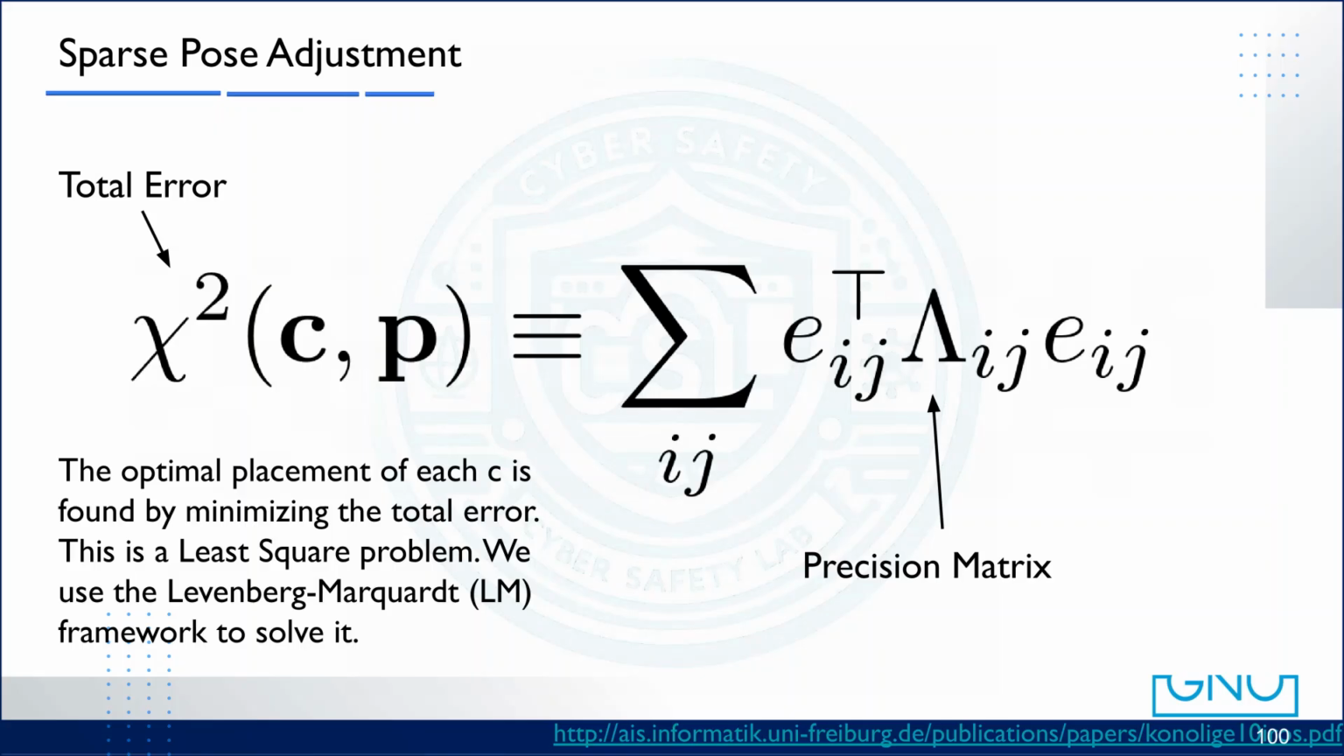The total error is formed by summing the weighted squared errors across all constraints. Minimizing this total error is a nonlinear least squares problem. It is typically solved using algorithms such as the Levenberg-Marquardt method. Once this minimization is complete, all poses are adjusted so that the entire pose graph becomes as consistent as possible with the sensor observations. In essence, the system finds the most coherent explanation for the robot's entire trajectory.